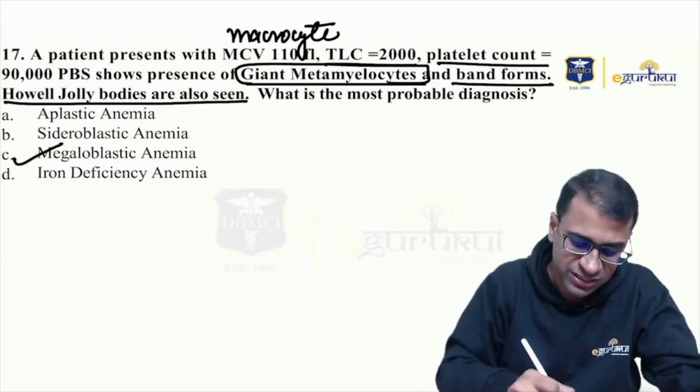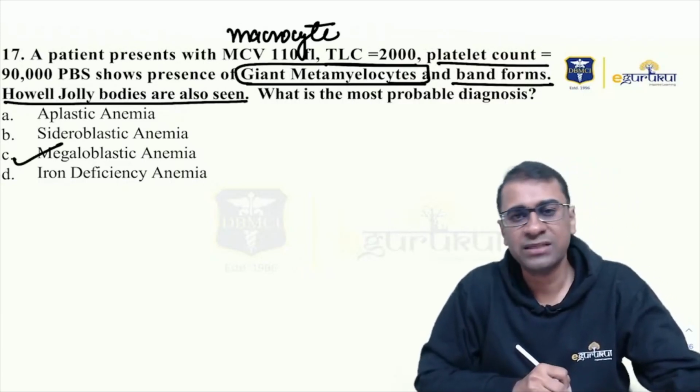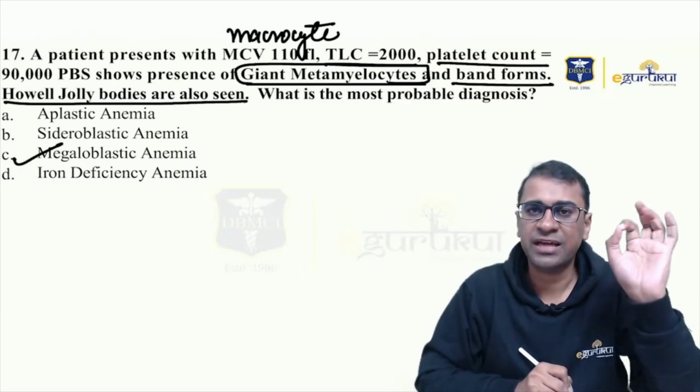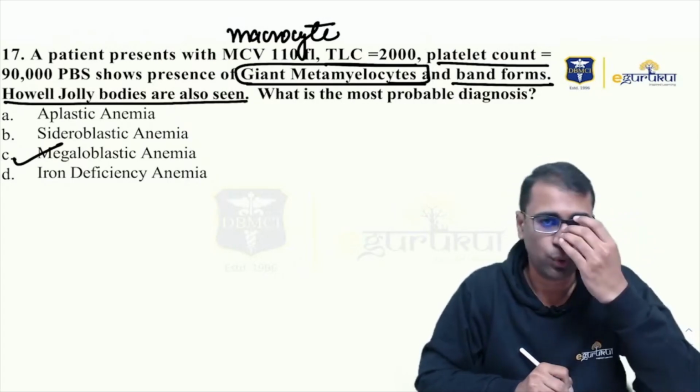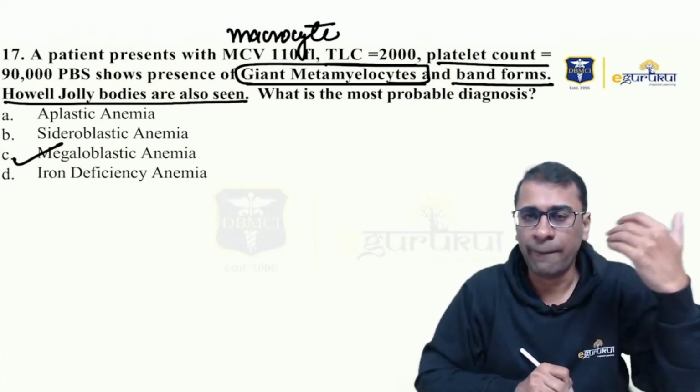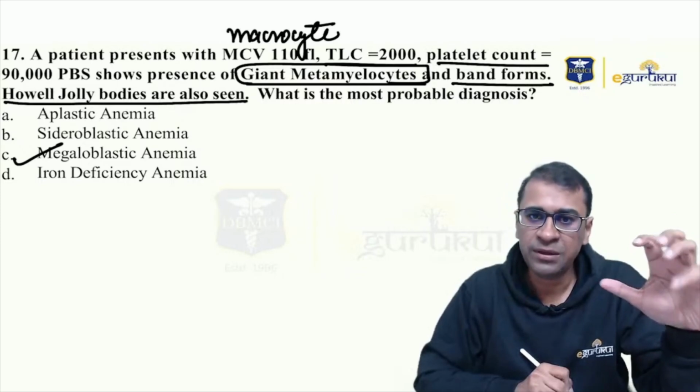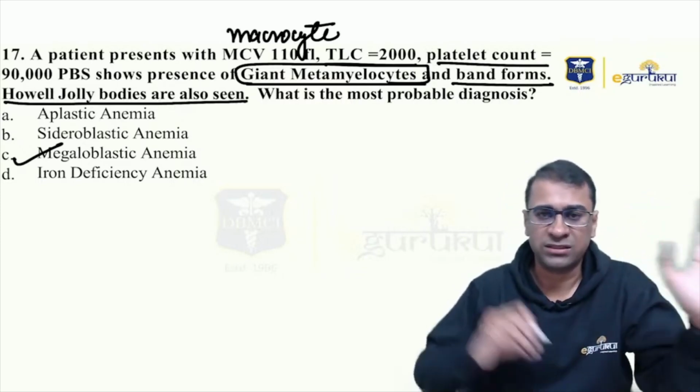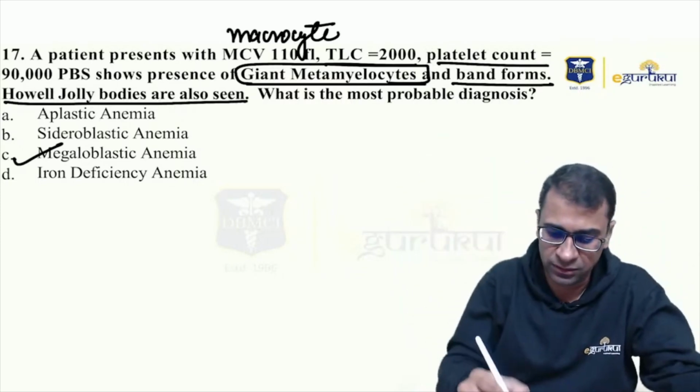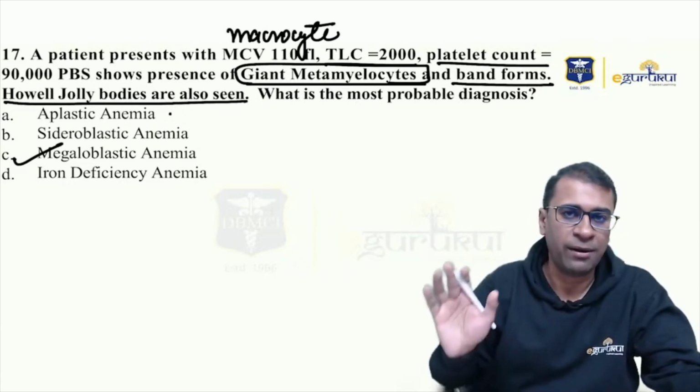It's a case of straight away megaloblastic anemia. So why is this not a case of aplastic anemia? Because in aplastic anemia, you don't get megaloblasts. This is not a finding in aplastic anemia.